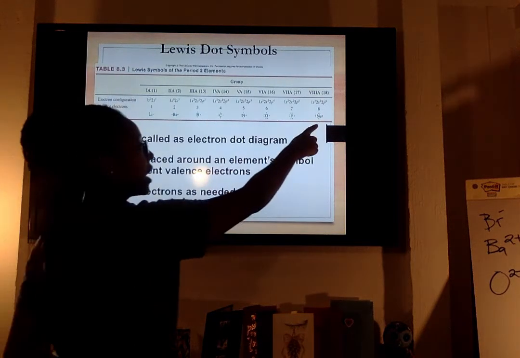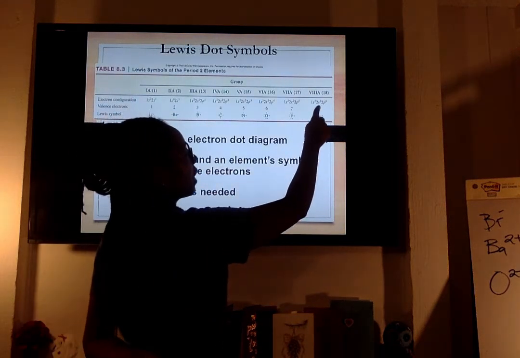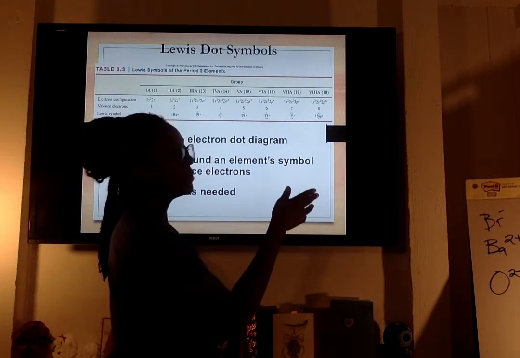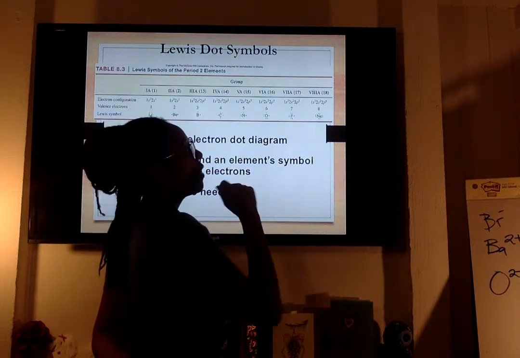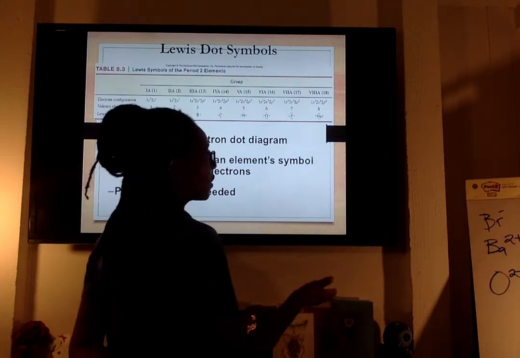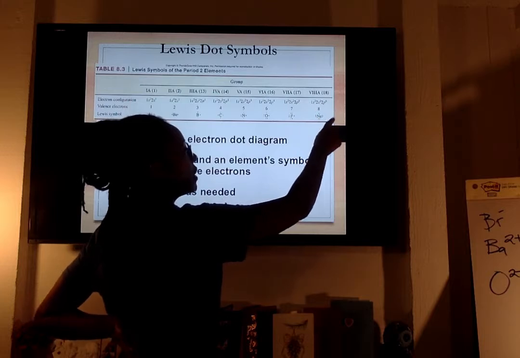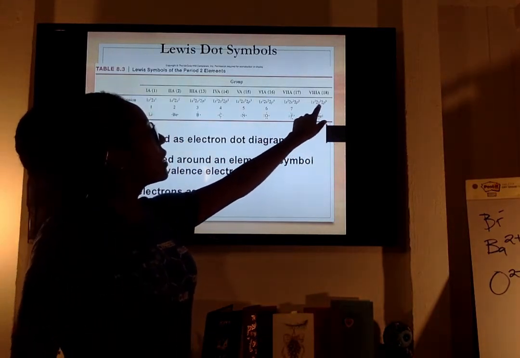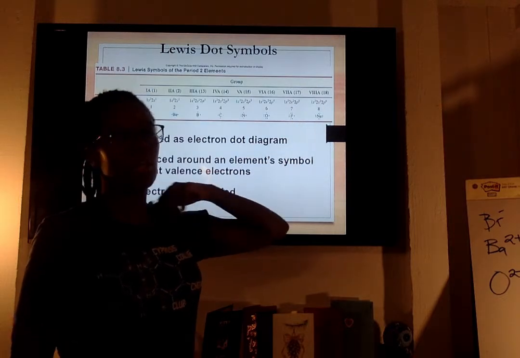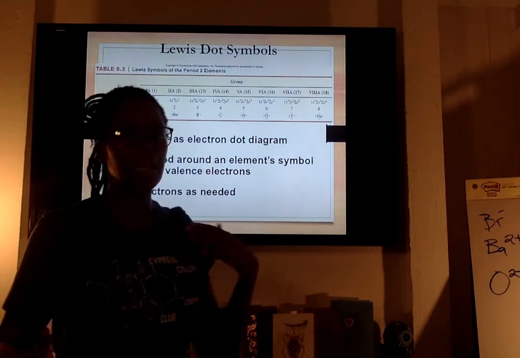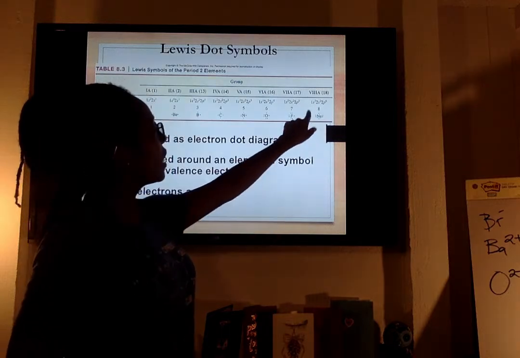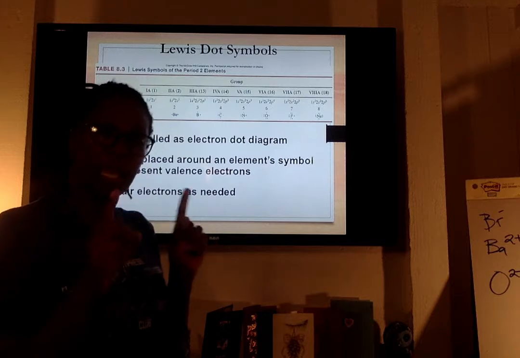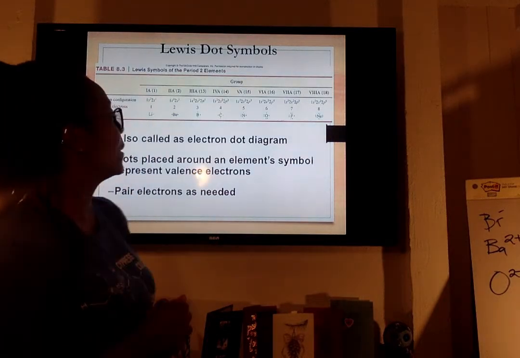So when we look at neon, what is the valence shell? Quantum level 2 is the valence shell. How many suborbitals are there? There's 2, S and P, which are both full. So we have S2 and then P6. 2 plus 6 equals 8. So that's why there are 8 dots around neon. It's pretty cool, I think.